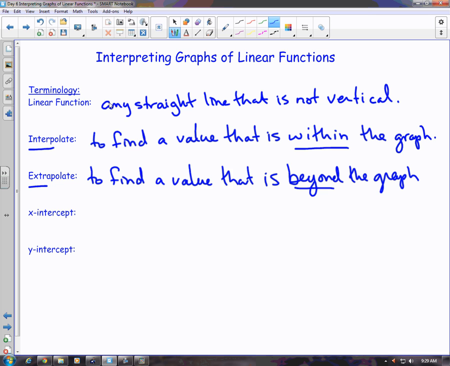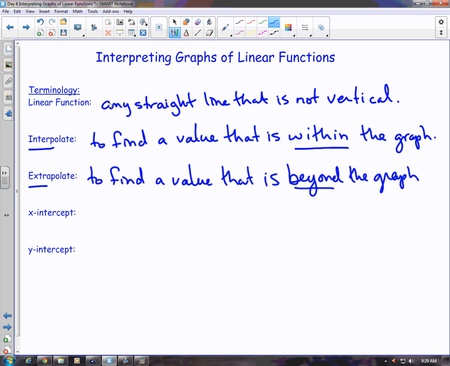Sometimes to extrapolate, we have to do one of two things. Number one is, can we draw the line further? Sometimes we can, but sometimes we can't. When we can't, we actually have to use the equation, or do something else. Same thing with interpolate: sometimes you can estimate a particular value, but in order to find a more specific value, again we have to use the equation.